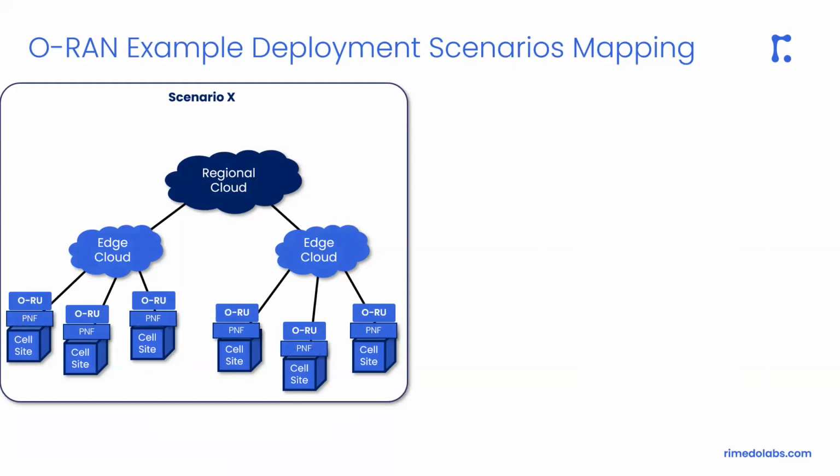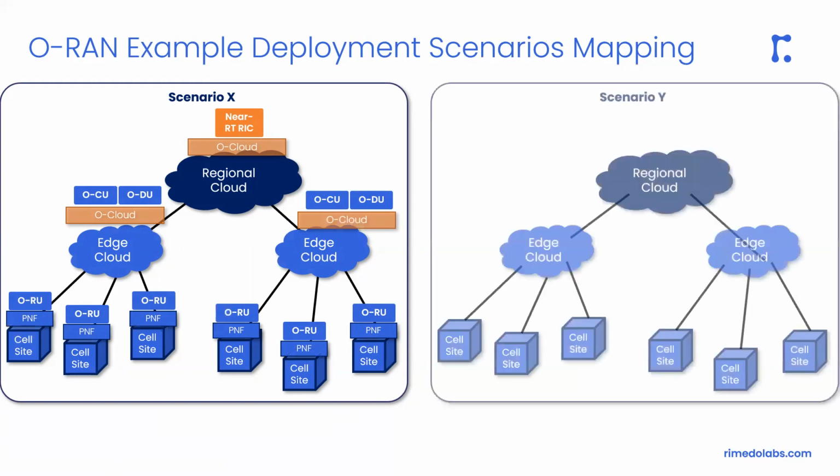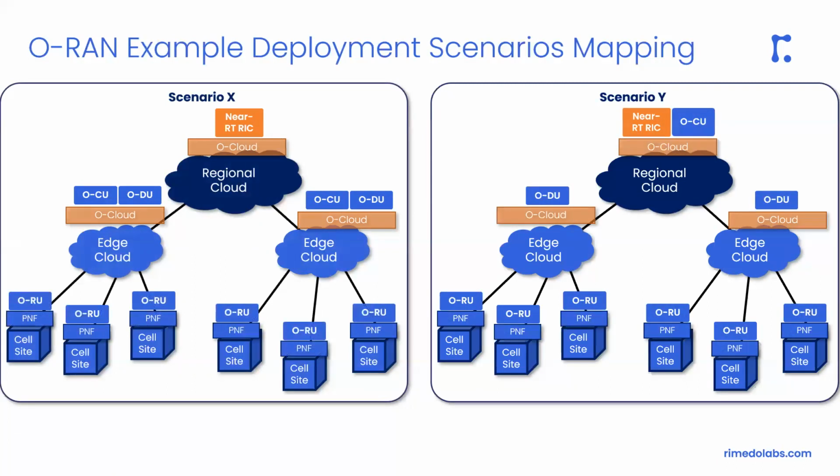So from one side, we have the PNF, so physical network functions that are realizing ORUs, and those ORUs at the cell sites. And then we have OCloud at the edge cloud, and then we have OCloud at the regional cloud. And on those OClouds, we could put the different configuration from the perspective of the actual functionality from the ORAN architecture. Or we could have a different placement of those where we put the CU at the regional cloud. So now, depending on your needs, depending on the latency requirements for your services, you might be putting those functions on the different places.